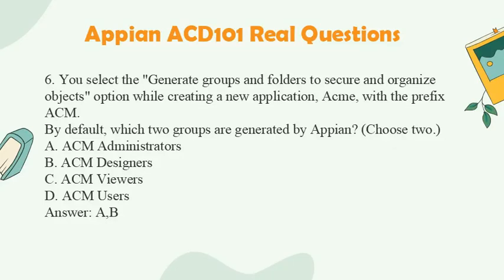6. You select the Generate Groups and Folders to secure and organize objects option while creating a new application, Acme, with the prefix ACM. By default, which two groups are generated by Appian? Choose 2. A. ACM administrators. B. ACM designers. C. ACM viewers. D. ACM users. Answer: A, B.